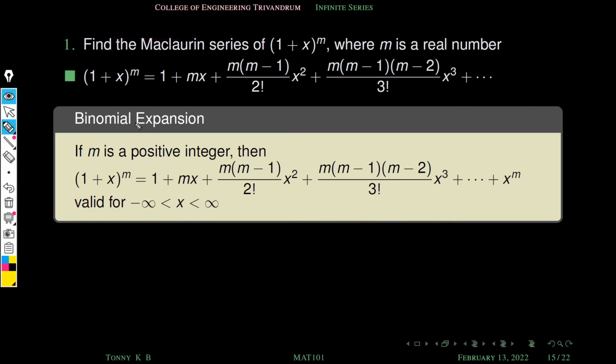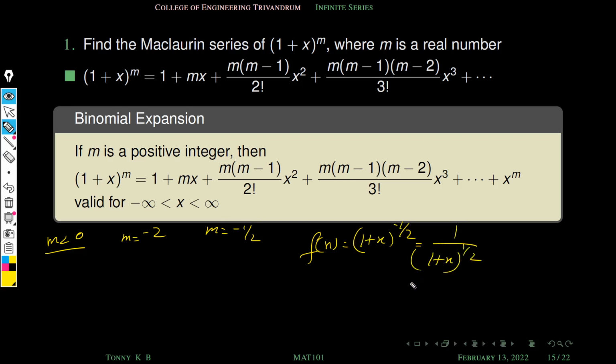Okay. Another special case is m is negative. For example, m equal to -2 or m equal to -1/2. In this case, what happened? Our function is like this. For example, m equal to -1/2. Our expression becomes 1 plus x raised to -1/2. That is equal to 1 by 1 plus x raised to 1/2. It is clear that this function is not defined when x equal to -1, right? So it is clear that if m is negative, this function is not defined at x equal to -1.